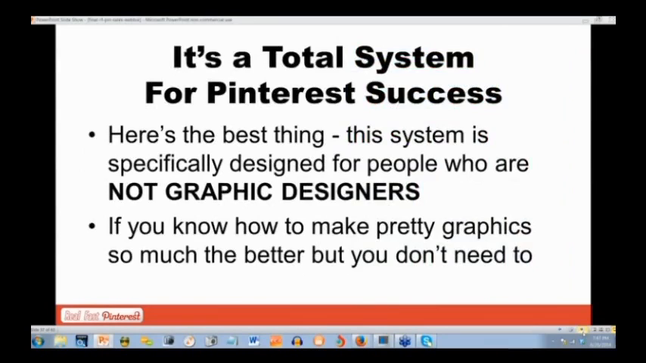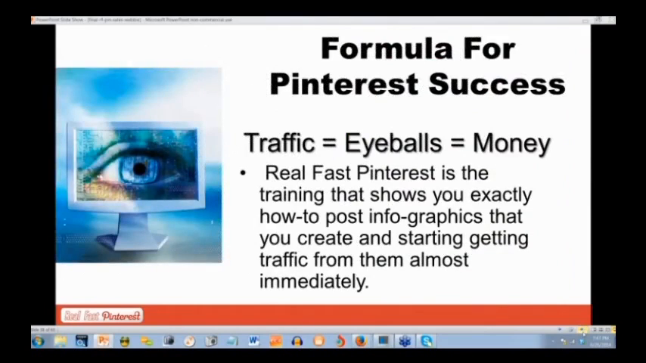Essentially, this is a total system for Pinterest success. And the best thing about it is it's specifically designed for graphic designers. If you know how to do graphics, so much the better, but it's certainly not required, as you can tell by looking at some of John's infographics there. You don't have to be this Leonardo da Vinci kind of artist to do this and see massive results.